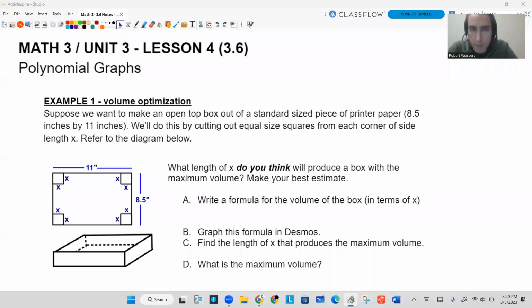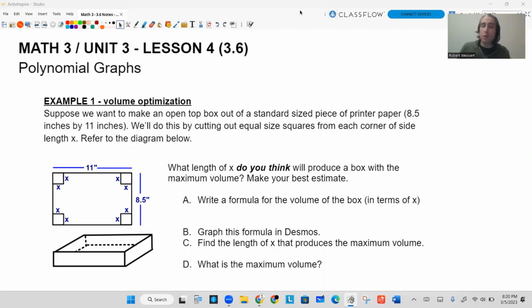Welcome, Math 3 students. We're going to be talking about polynomial graphs in this lesson, how to get all the key features of them. I'm going to start the problem with a word problem just to see if we can kind of review some volume. So let's take a look at a box here. We're going to make this box out of good old-fashioned plain 8.5 by 11-inch paper.